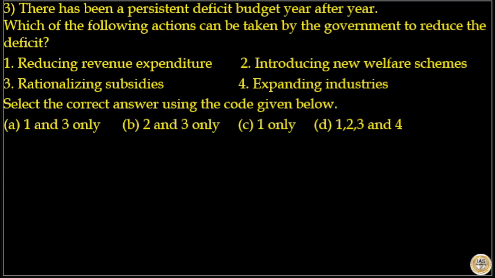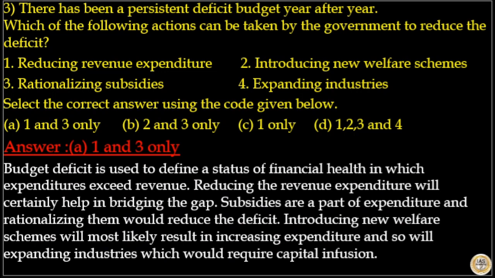Next is, there has been a persistent deficit budget year after year. Which of the following actions can be taken by the government to reduce the deficit? Options are reducing revenue expenditure, introducing new welfare schemes, rationalizing subsidies, expanding industries. Select the correct answer using the codes given below. Here the answer to this question is option A, 1 and 3 are correct. That is, reducing revenue expenditure and rationalizing subsidies.